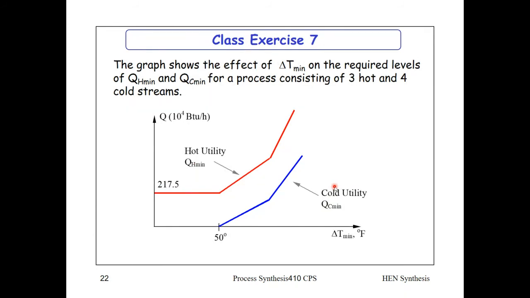Okay, so the graph shows the effect of delta T min on the required utility levels for a process consisting of 3 hot and 4 cold streams.